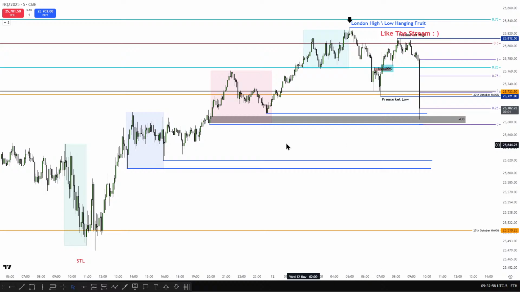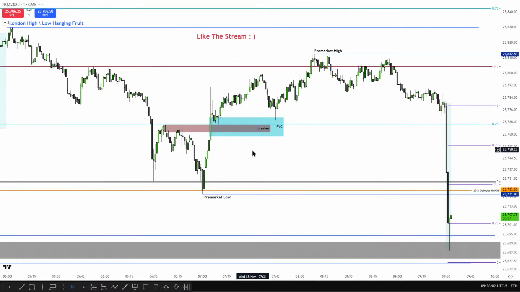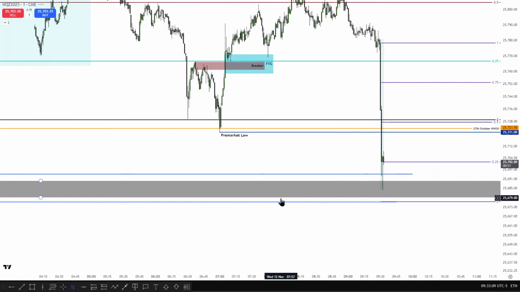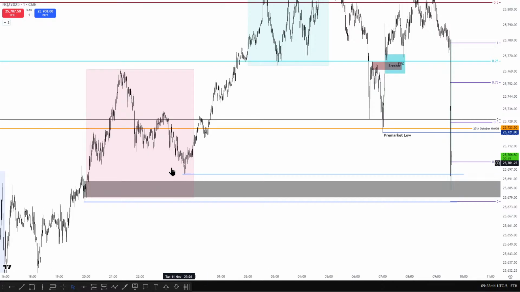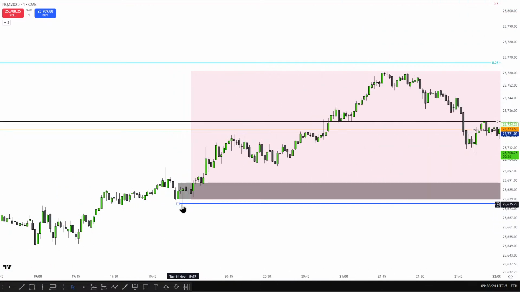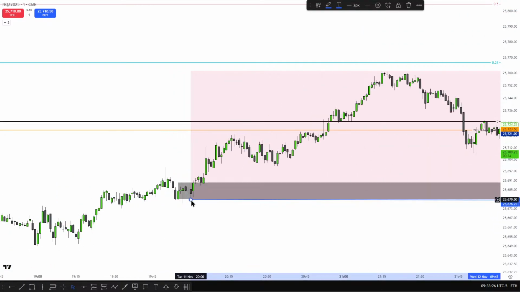Okay, that's just me marking relevant pools of liquidity. So this is internal range liquidity from the Asian session. This is a bullish order block from the 5-minute chart on the Asian session, and this is the Asian low. This is actually Elric's bull point.